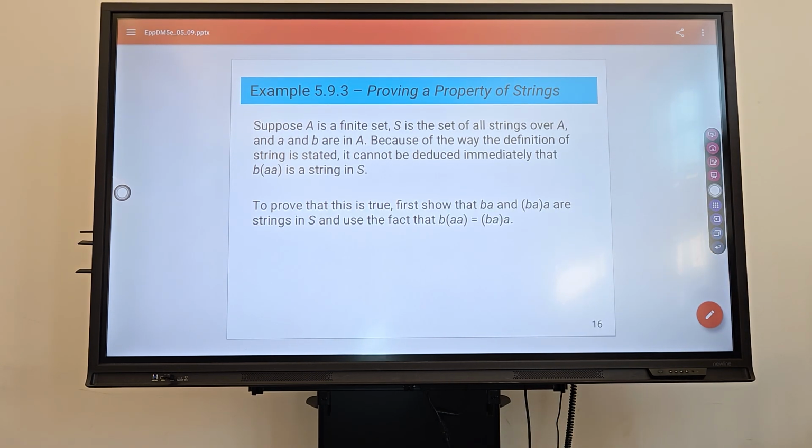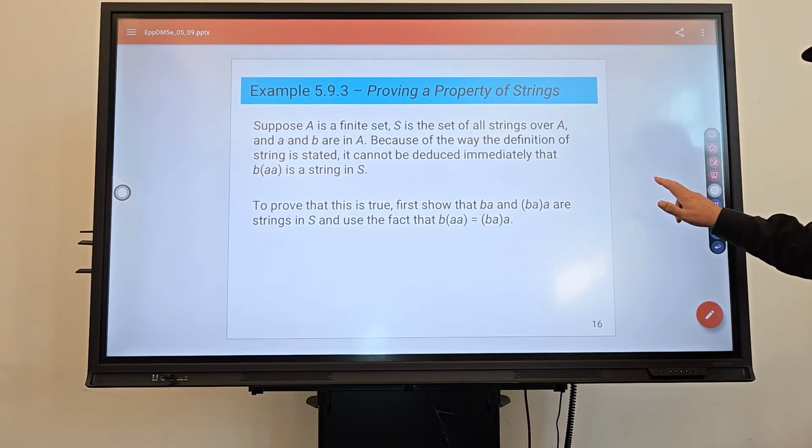Suppose A is a finite set, S is the set of all strings over A, and A and B are in A. Because of the way the definition of a string is stated, it cannot be deduced immediately that B, open parentheses, A, close parentheses, is a string in S. To prove that this is true, first show that BA and BA concatenated with A are strings in S, and use the fact that B(AA) and (BA)A are equal.